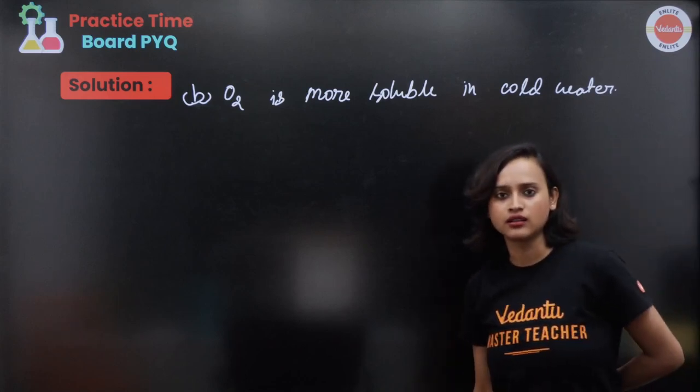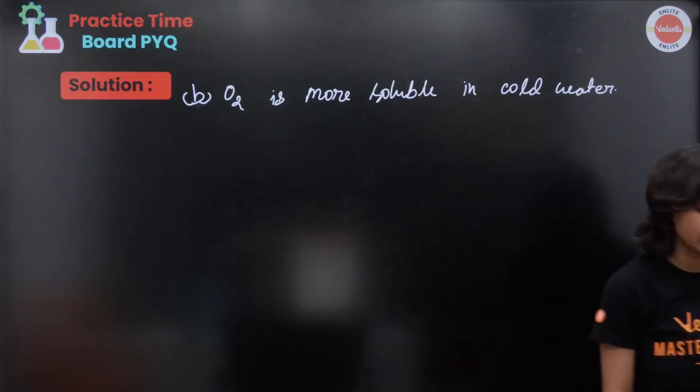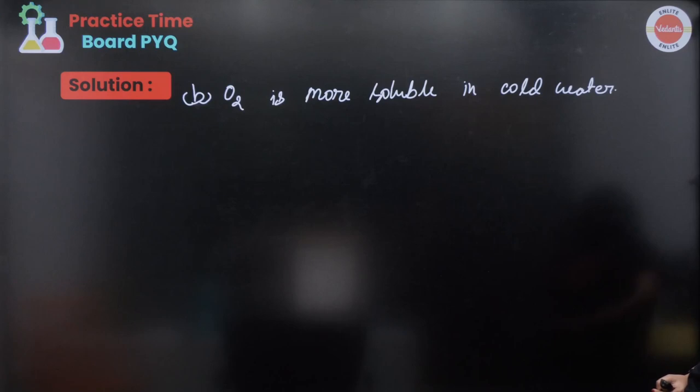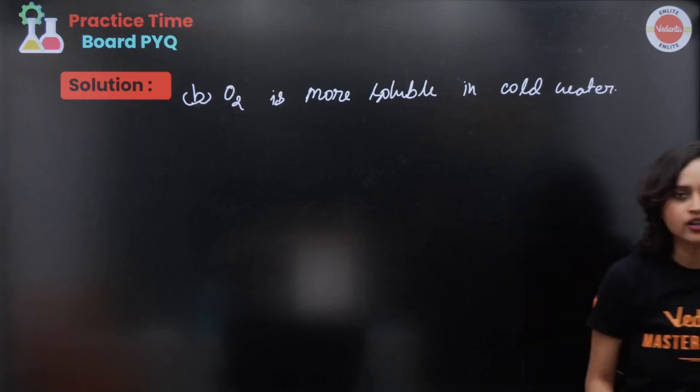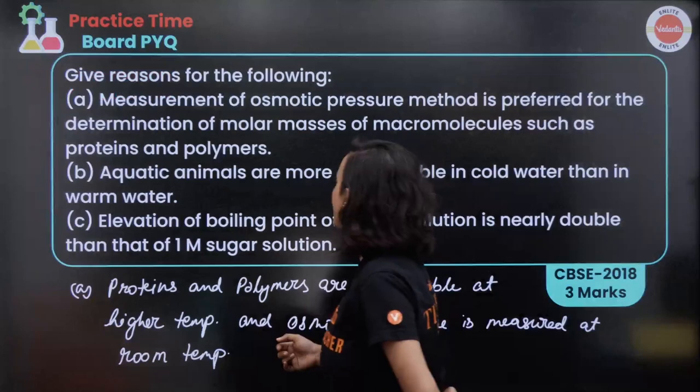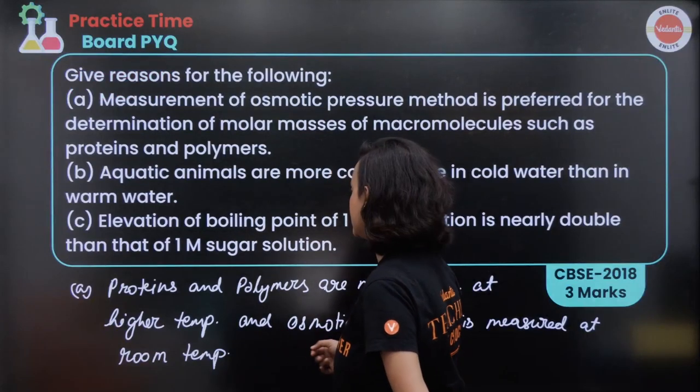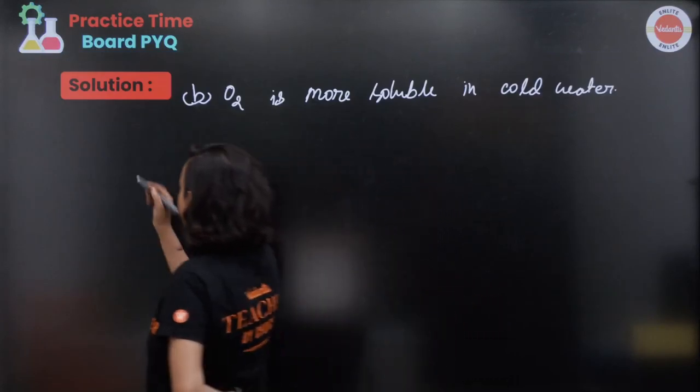What is the answer? Of course, due to dissociation of KCl into K plus and Cl minus, isn't it? Yes? But you don't get to see such dissociation in where? Yep, you're right. Sugar solution. Chalo, let's write it down.